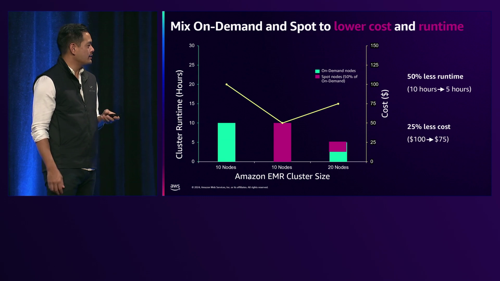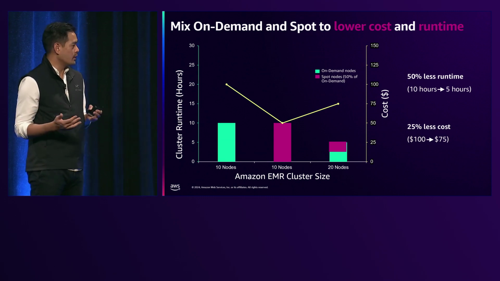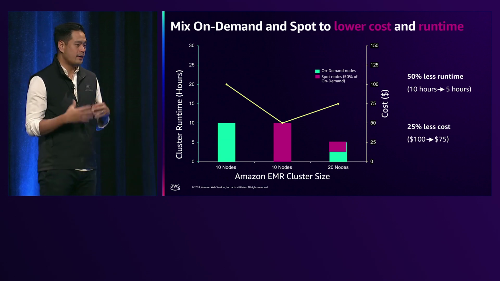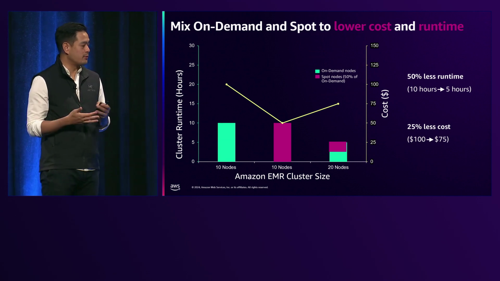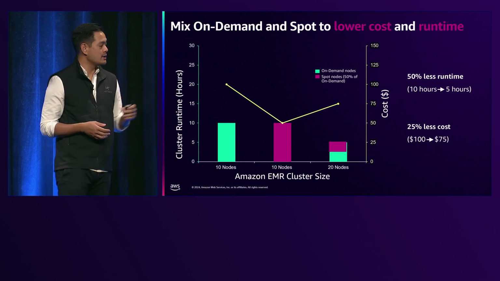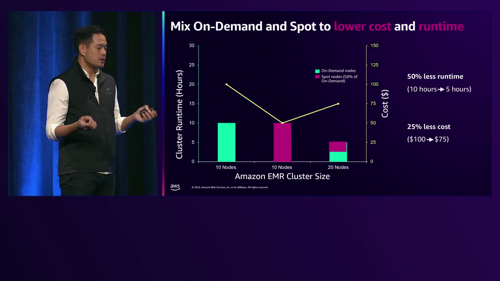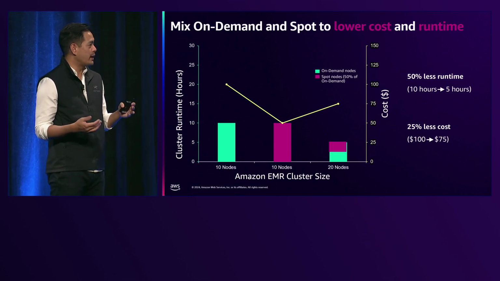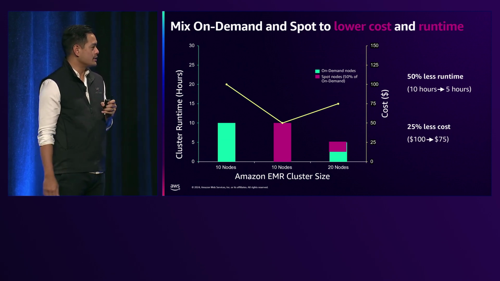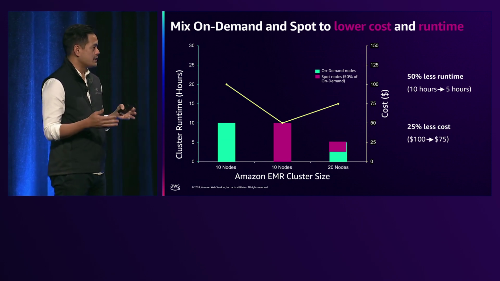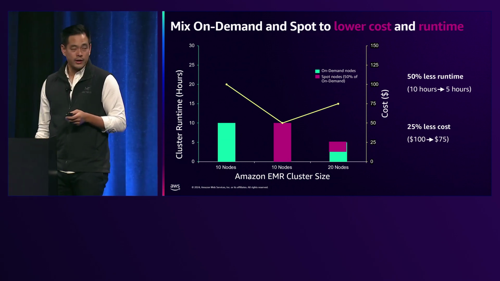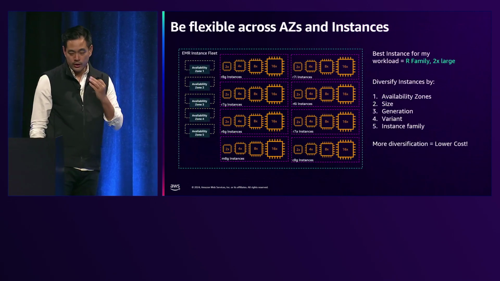Now, if you were to combine the two, kind of take the best of both worlds and have 10 nodes of on-demand, 10 nodes of Spot, you now have double the compute. So assuming linear performance, your runtime would go down from 10 hours to 5 hours, but you've now also reduced your costs because now you have a blended rate between your on-demand hourly rate and your Spot rate. So you'd see an improvement in cost as well, from $100 to $75. So incorporating Spot is really important.